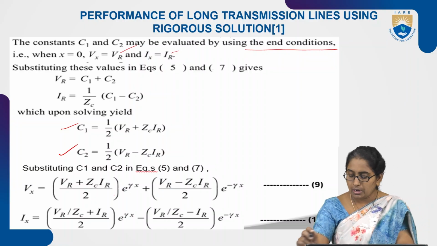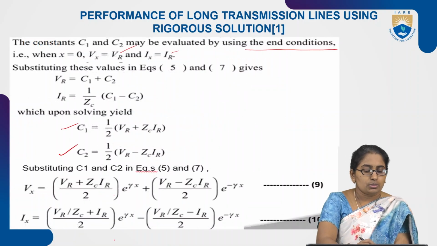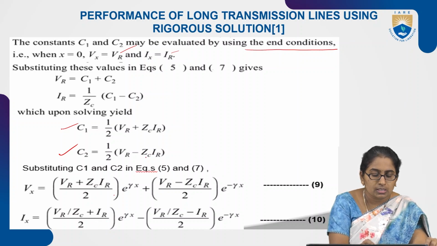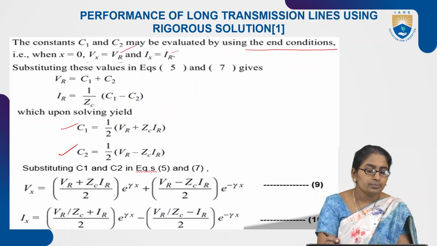Sorry, Ix is given by C1 by ZC. So that's why it is written as C1 by ZC. ZC gets cancelled here for IR, and for VR it becomes VR by ZC. So VR by ZC plus IR by 2 for e power gamma x, then minus C2 by ZC, right? So VR by ZC minus IR by 2 into e power minus gamma x. Say that this is equation number 10.